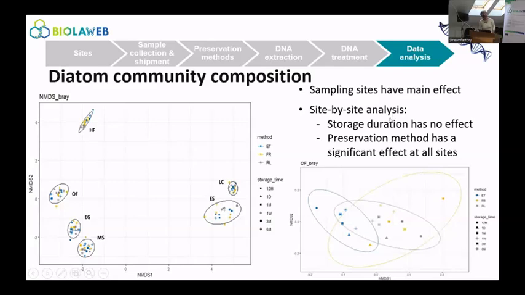But when we go to the site-by-site analysis, here, for example, for one of the freshwater oligotrophic sites, the site from France, you could see that the blue method is not exactly the same as the yellow one and the gray one. Okay, so there are some differences between methods, but even with the site-by-site analysis, we could not find differences between storage durations.